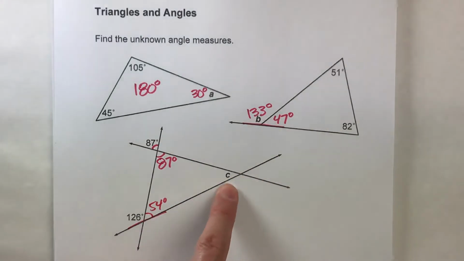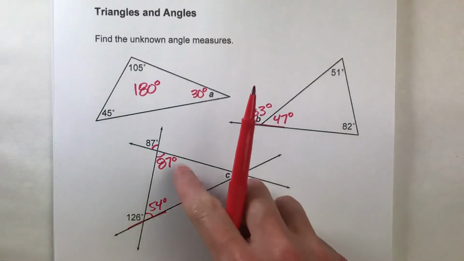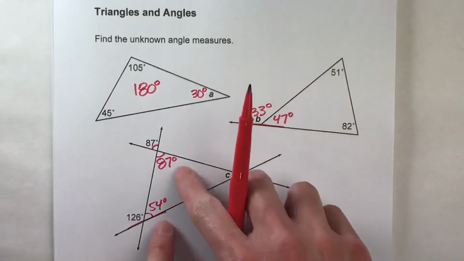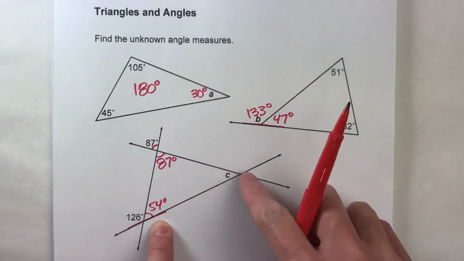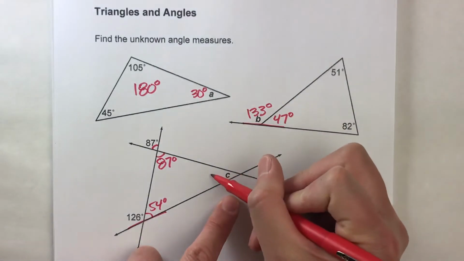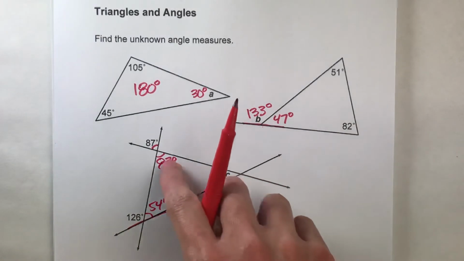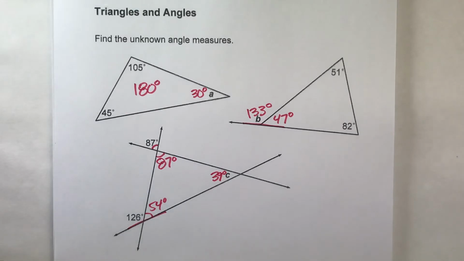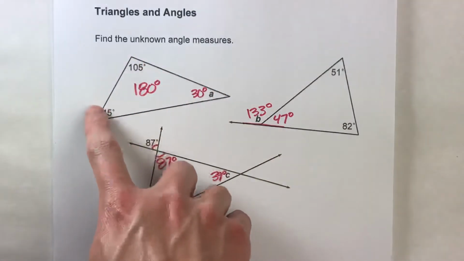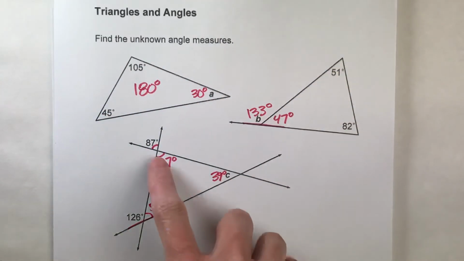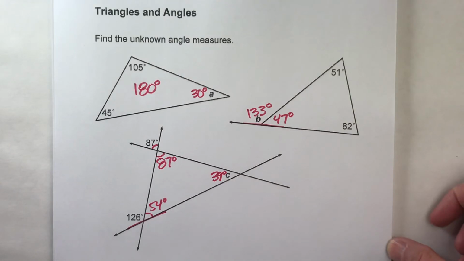And now we can find that missing angle C because we've got two of the three angles inside of a triangle. 87 plus 54 is 141, which means this angle here has to be 39 degrees so that the three of them add up to 180. All right? So the key to this whole thing really is the fact that the angles inside of a triangle add up to 180 because that leads to all these other different angles and angle relationships.